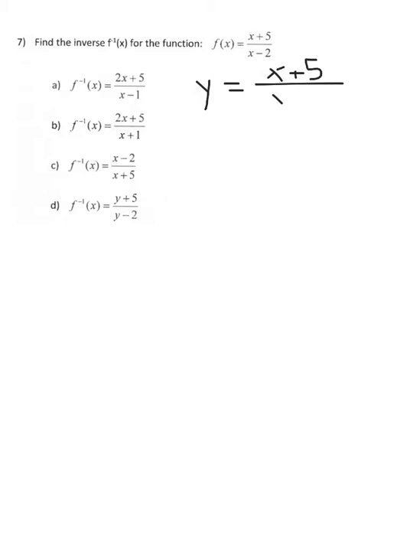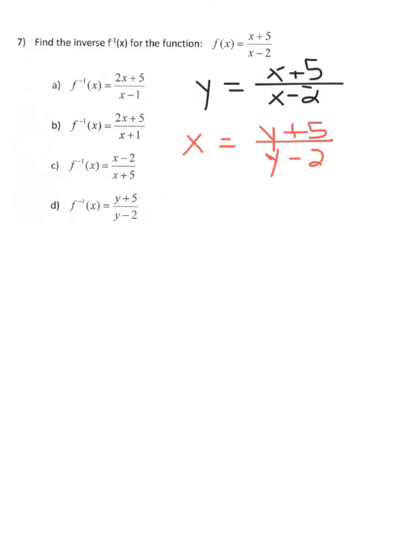over x minus 2. Now, to find the inverse, we switch the x and the y. So I'm going to switch this y to an x, and these x's to y's. All right, now, this is what makes it a little tricky. You want to solve for y, but we have 2 of them. We have one in the numerator and one in the denominator.